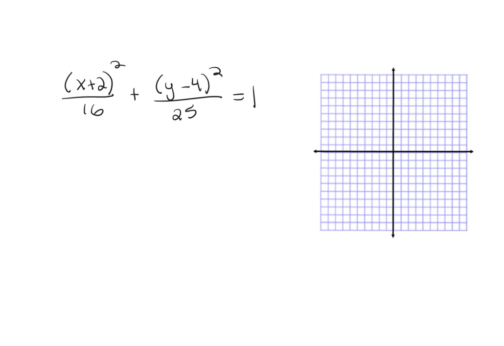All right, let's do one more. This one will have a vertical major axis. So let's see, the center is -2, 4. And then under the x, so that's our left and right, we're going to go 4. And then under the y, we'll go up and down 5.